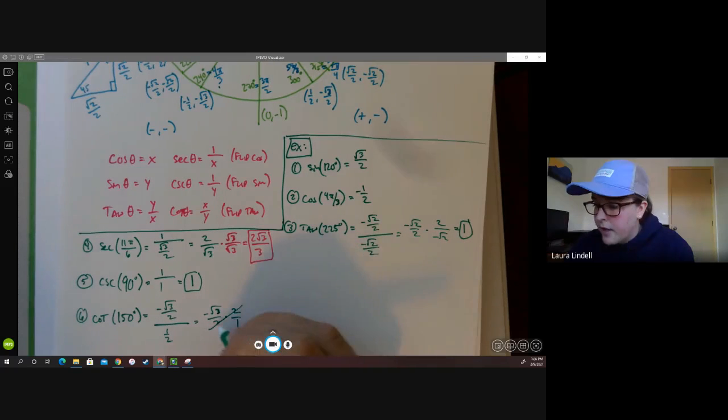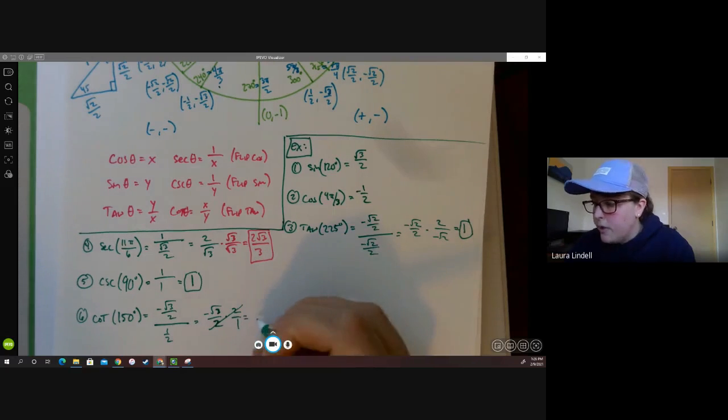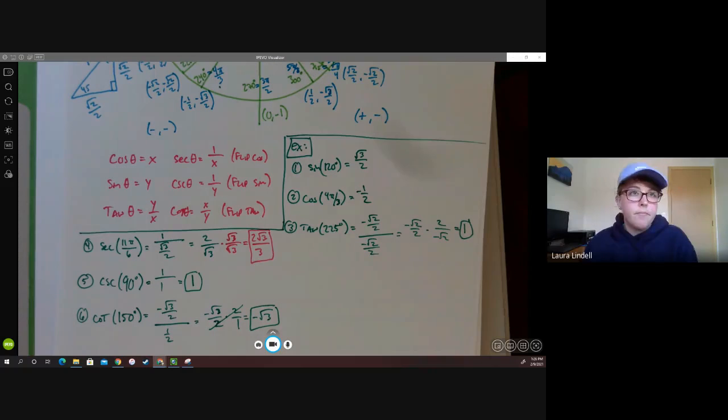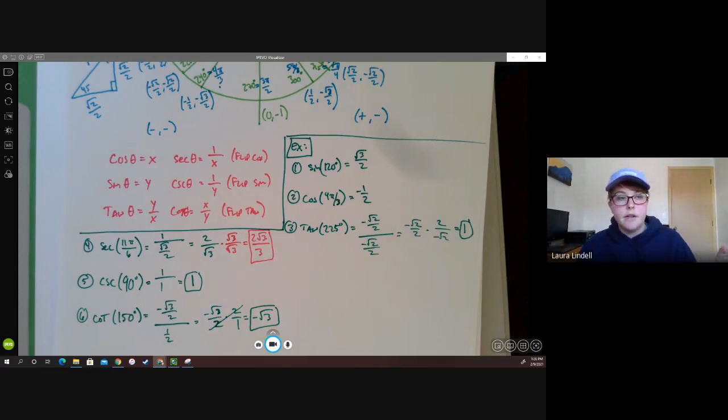And we can cross cancel the 2's. So we just get negative root 3 over 1, which is negative root 3. So that is one kind of problem you're going to be asked. What is sine, cosine, tangent, secant, cosecant, cotangent of these common angles that we're going to become more and more familiar with? The other kind of problem that you're going to see with this is actually considerably simpler.